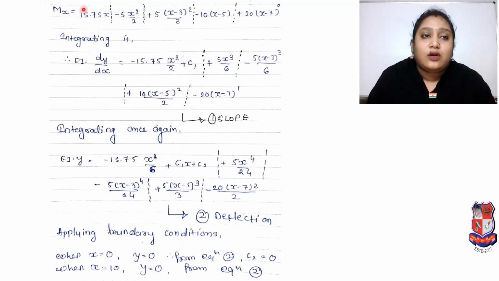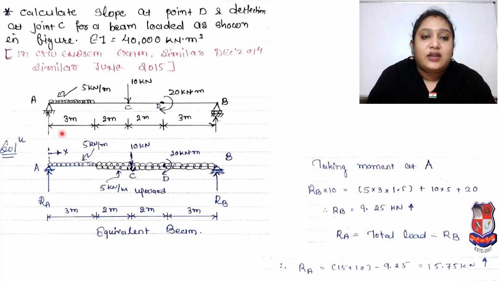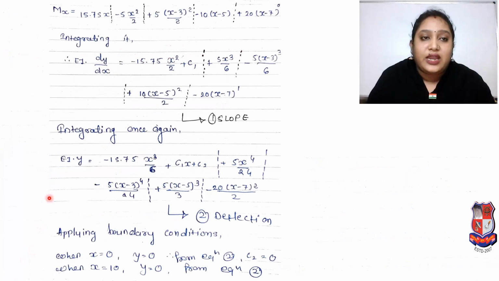So as per the previous problem, we take Mx. Before we go for the Mx calculation, we have to consider our span. The 10 meter span is there, so we have to consider this x, this full span x, and for that we have to find Mx. So whatever value we have derived: Mx is 15.75x minus 5x square by 2 plus 5 in bracket x minus 3 whole square by 2 minus 10 in bracket x minus 5 plus 20. This is moment. As per our rule, here is bracket x minus 7 whole raised to 0 power.